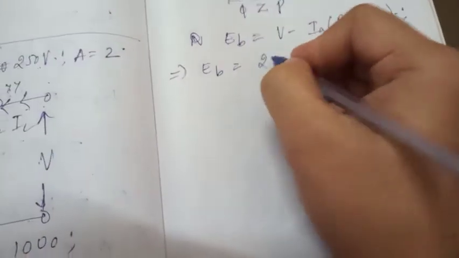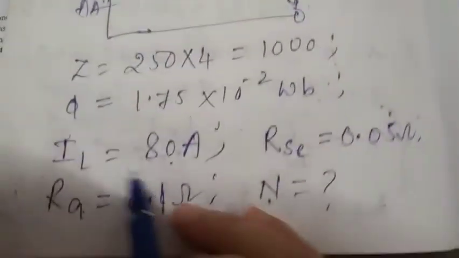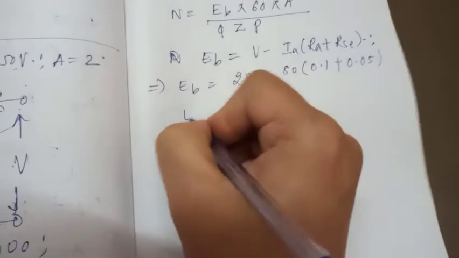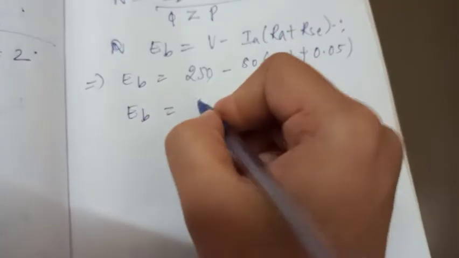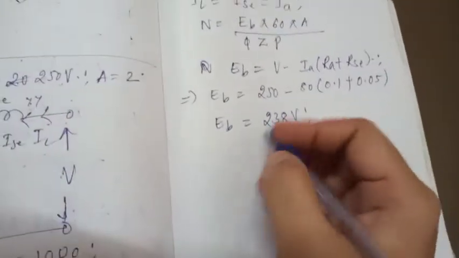So 250 minus, what is the value of IA? IA they have given 80 amps. 80 into, what is the value of RA? RA is equal to 0.1. What is the value of RSE? 0.05 ohm. So EB will be equal to 238 volts. So the back EMF now I have calculated.